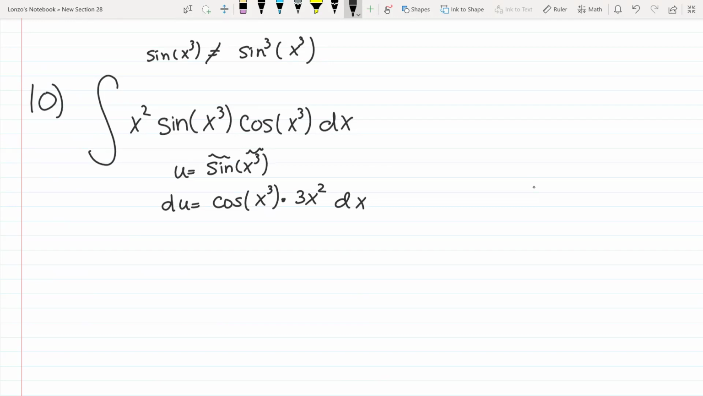Okay, it comes out really nicely. The only thing we have to do is we don't have this 3, right? We have an x squared and a dx, right? So I have to get rid of this 3. And to do so, I'm going to multiply both sides by the reciprocal of 3, which is 1/3. So this is 1/3 du. And then when you multiply this out, the 3's cancel, so you're left with cosine of x cubed x squared dx.